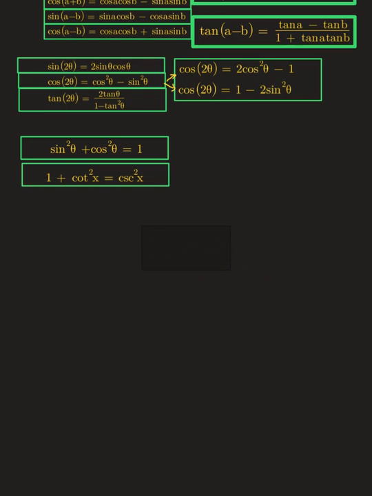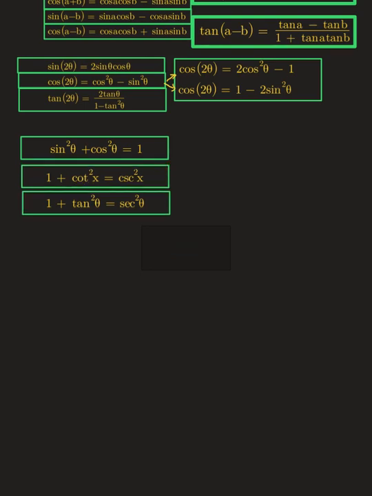So these three are considered your Pythagorean identities. Sine squared theta plus cos squared theta equals 1, and you've got your 1 plus cotangent squared theta equals cosecant squared theta, and you also have your tan squared theta plus 1 equals secant squared theta.